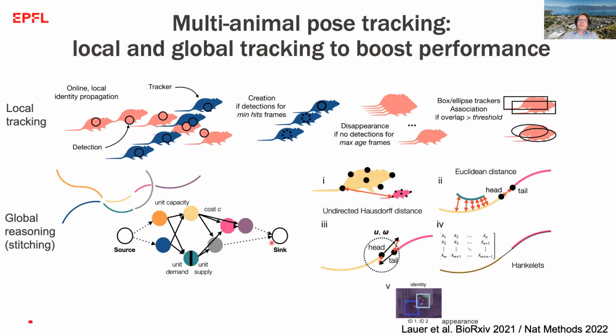For this, one can pick different metrics, and I will show you the performance of those different metrics later. But essentially, one can, for example, consider whether the Euclidean distance between the end of a tracklet and the beginning of a new tracklet is as close as possible. One can also take motion into account with Hankelets. One can look at the undirected Hausdorff distance between the beginning and the end of another tracklet. And one can also look at how closely the poses align at the end and the beginning of a new tracklet. Importantly, these are all related to posture and movement.